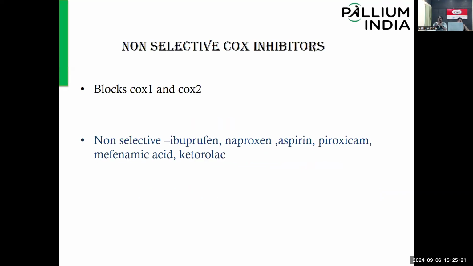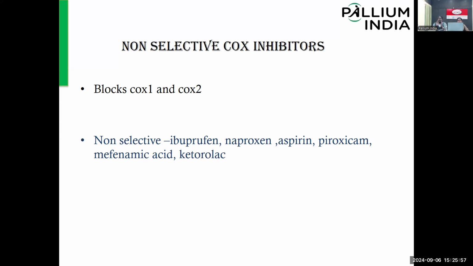Next one is non-selective. We just discussed what is COX-2, where it is seen, what is the mechanism of action. It is an inducible one, where it is seen, and what is the mechanism of action. Next, we are seeing non-selective COX inhibitors. This is the classification under NSAIDs. This is the first classification under NSAIDs, that is non-selective. The term presents that it blocks both COX-1 and COX-2. It is a non-selective one. So it inhibits both COX-1 and COX-2.